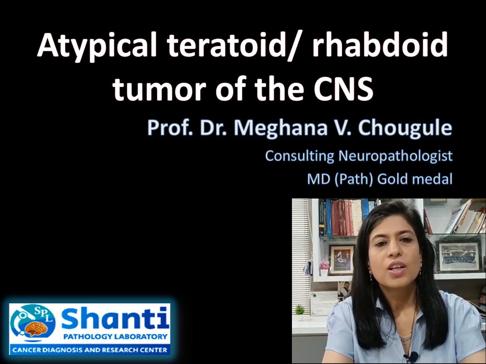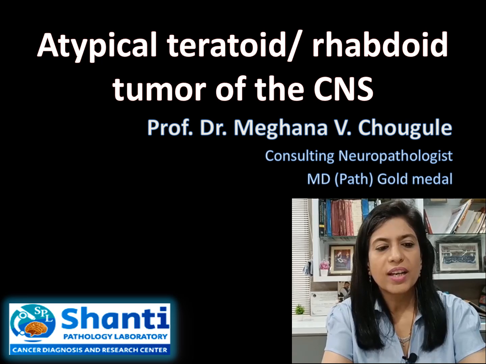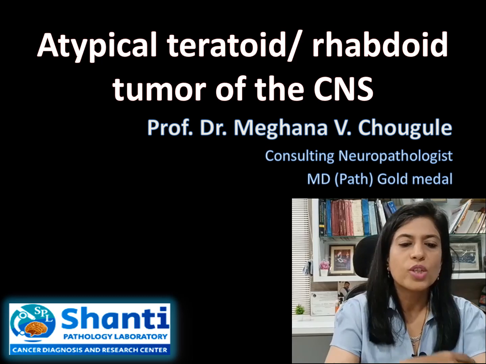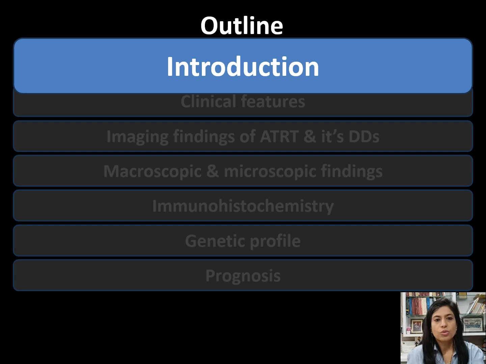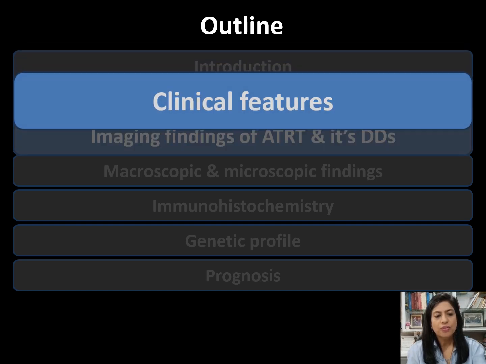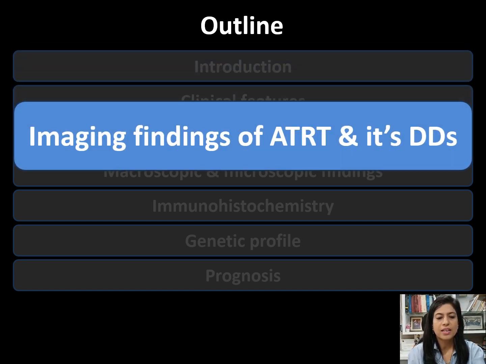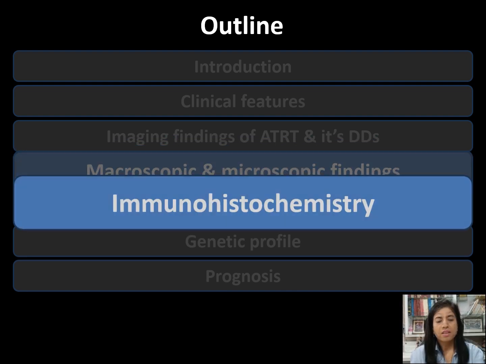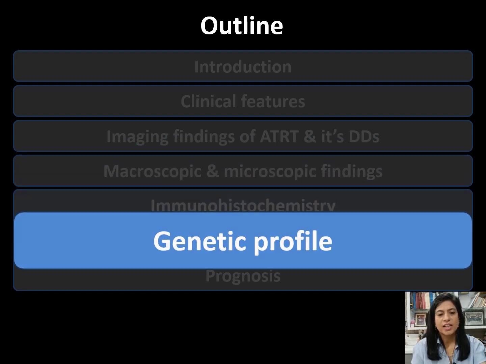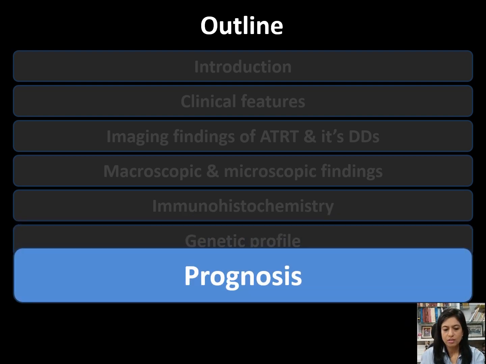Very good morning. Today we'll be discussing a very rare tumor, atypical teratoid rhabdoid tumor of the central nervous system, which comes under the embryonal tumors. So the outline of today's talk includes introduction, clinical features, imaging findings of atypical teratoid rhabdoid tumor and its differential diagnosis, the macroscopic and microscopic findings, immunoprofile, genetic profile, and the prognosis.